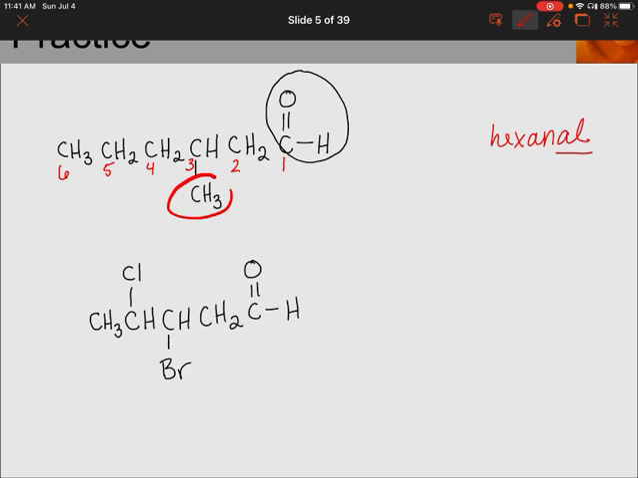Then we also have a methyl group here on carbon 3. So that would be 3-methyl. So overall, the name is 3-methylhexanal.